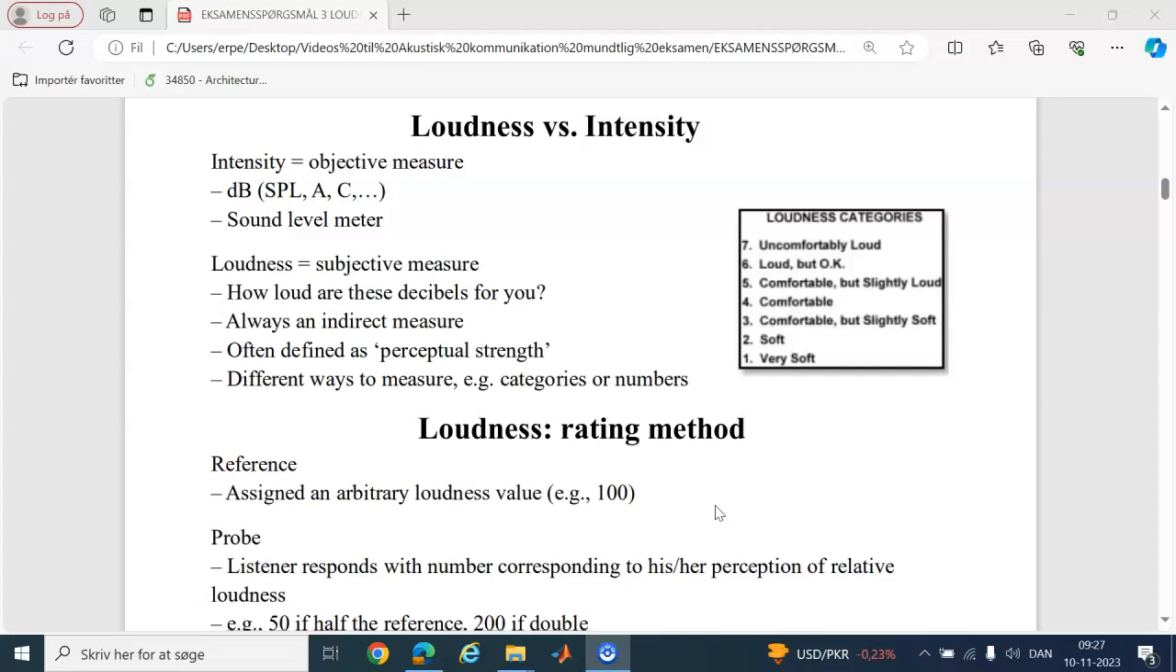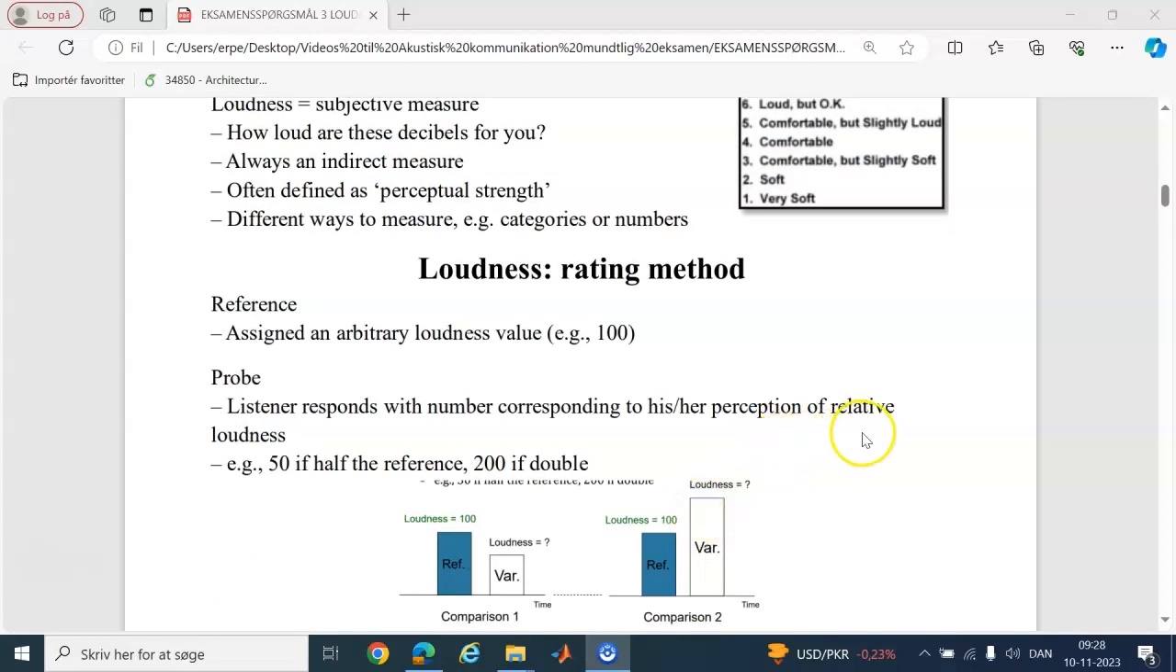There are different ways to measure, for instance categories or numbers. Categories could be uncomfortably loud, okay loud, soft, very soft, and so on. In the loudness rating method, an arbitrary loudness value is assigned to a reference, for instance 100. The listener responds with a number corresponding to the perception of the relative loudness. For instance, 50 is half of the reference, 200 is double.